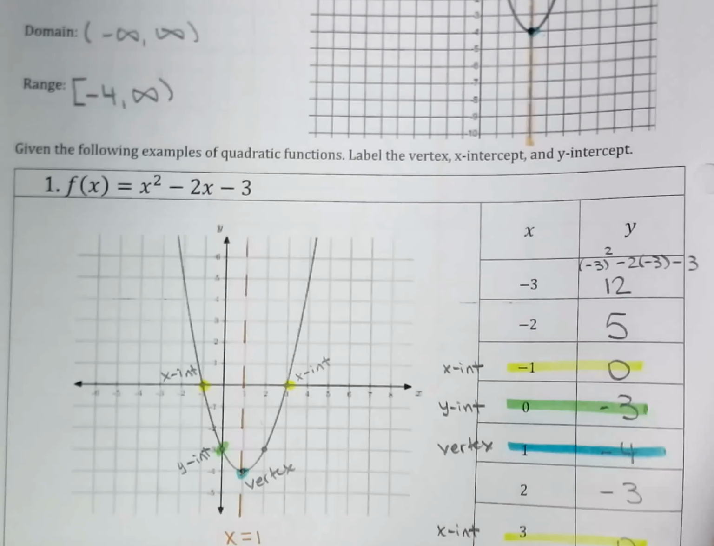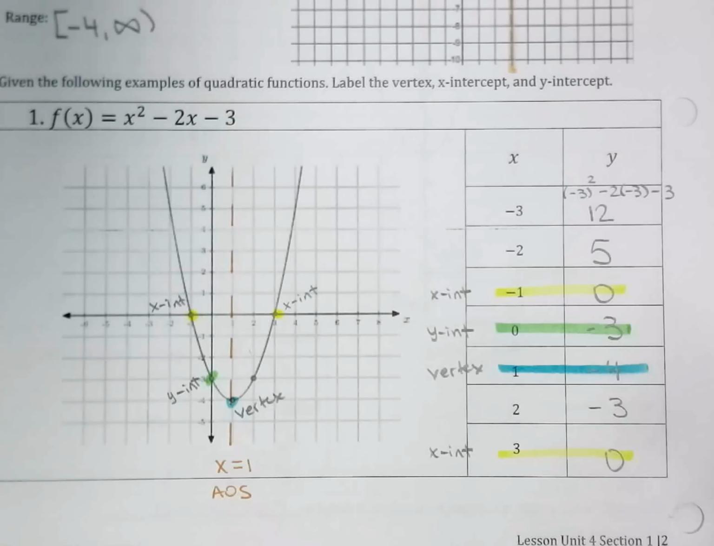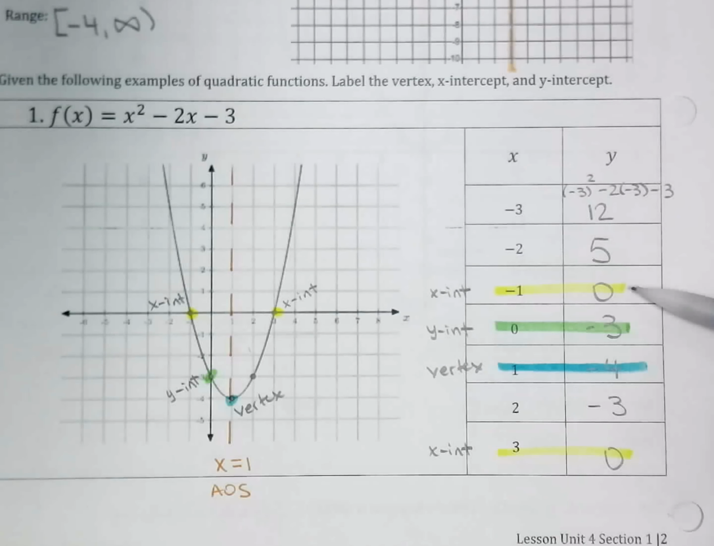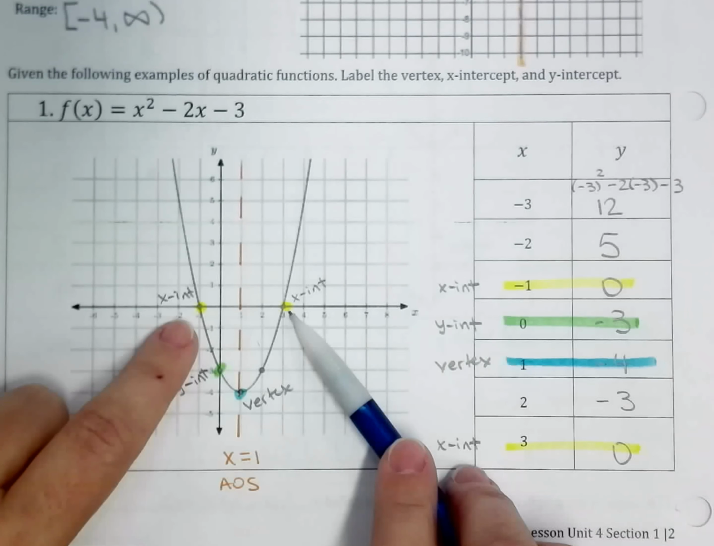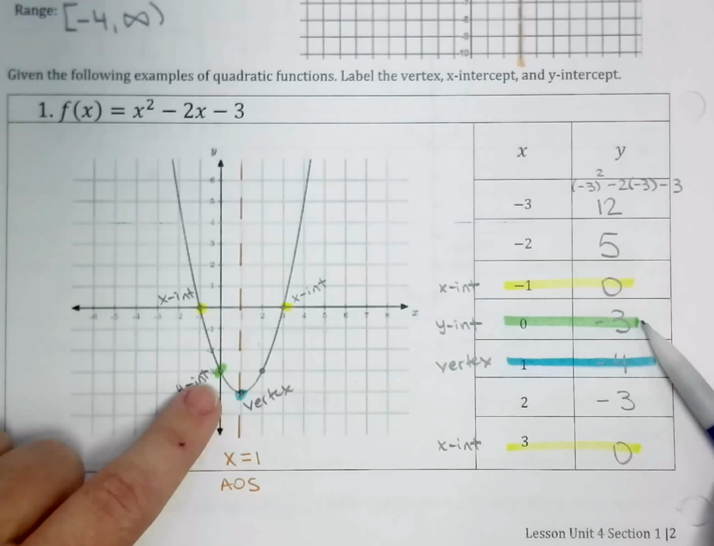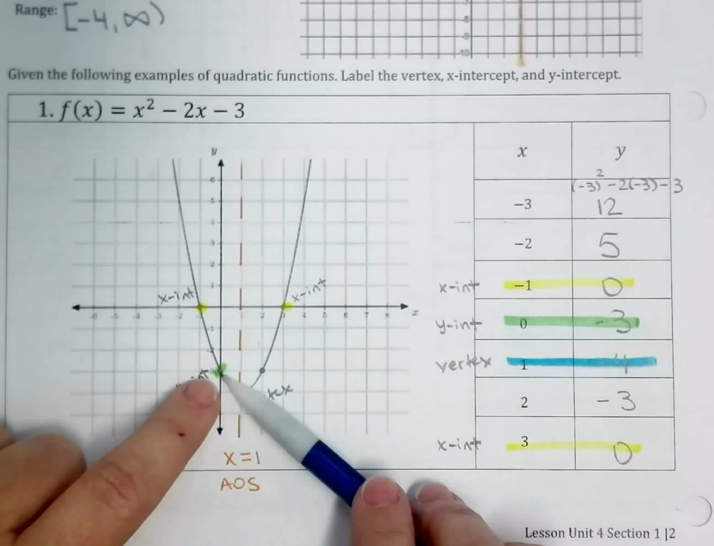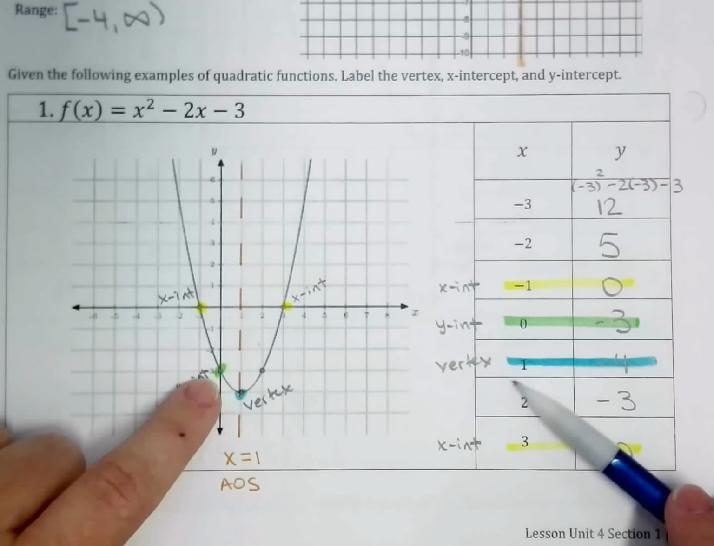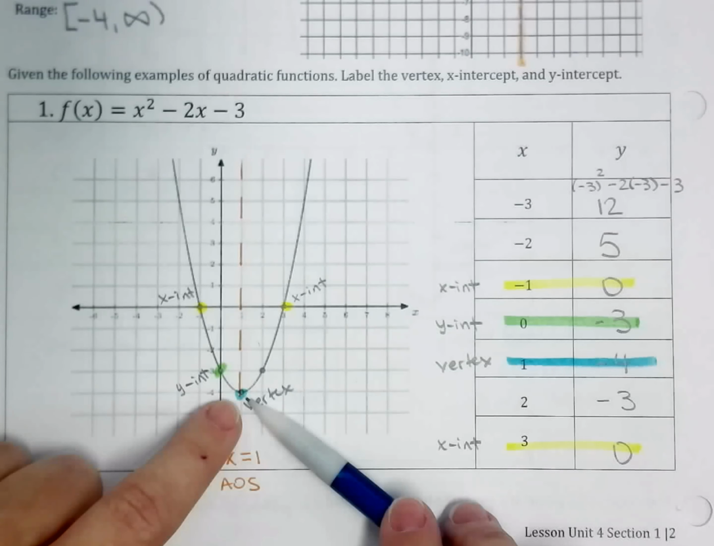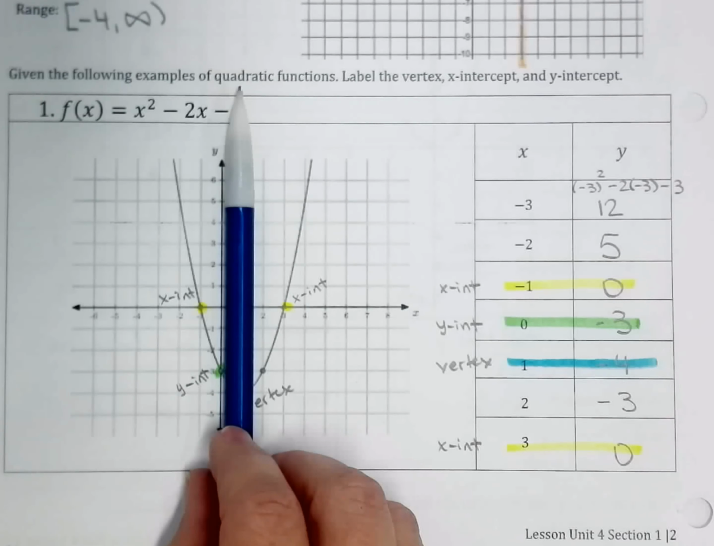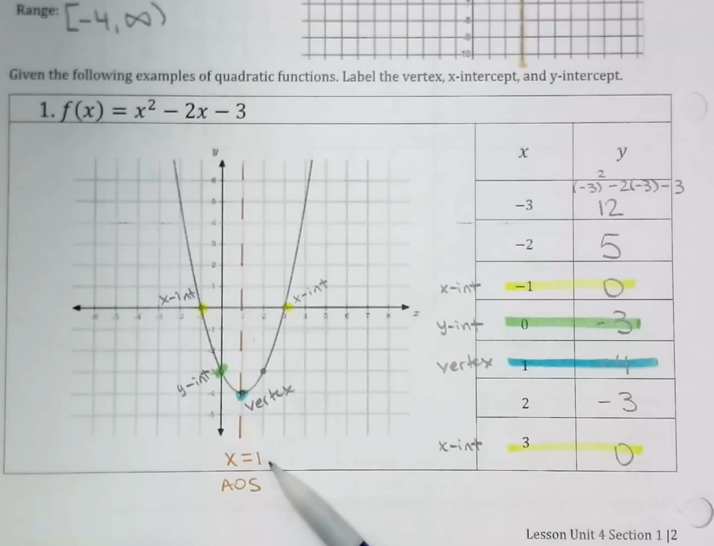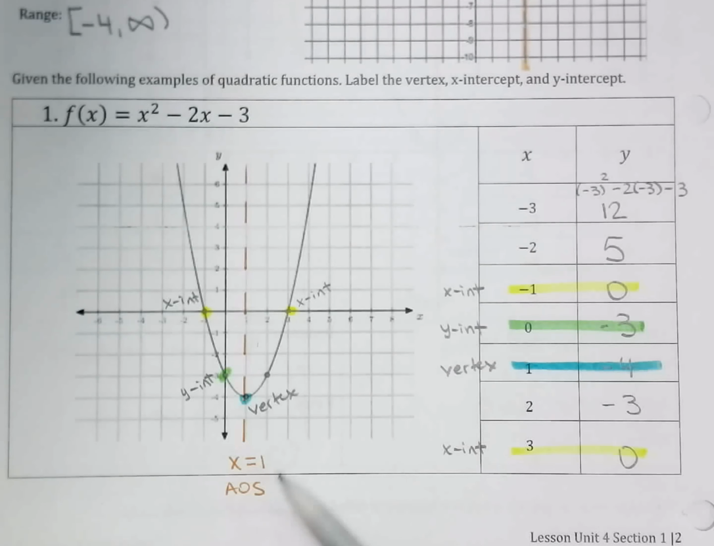Okay, I try to be consistent with the colors. So I used yellow for all the x-intercepts. Right there, those are the points that cross the x. Green for y-intercept, that's the point that crosses the y-axis. The vertex is blue right there. Axis of symmetry, that's the line that cuts the parabola in half. And because it's a line, it has to be x equals. Axis of symmetry right there.